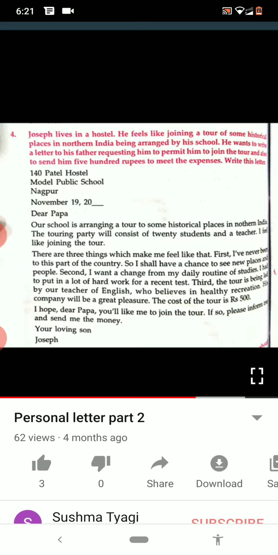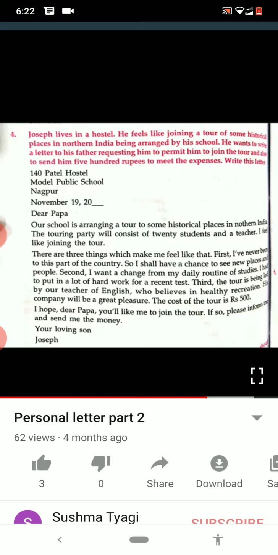And what is the occasion? He wanted some money because he wanted to visit some historical places. So as he is living in a hostel, he will write the address of his hostel. So what he has written at the top, see: 140 Patel Hostel, Model Public School, Nagpur. Then the date is there, November 19, 2020, or it may be any date. Then Dear Papa; Dear Father, either we can write.